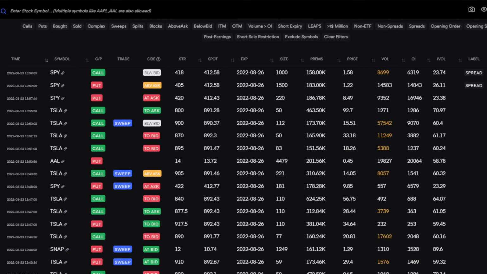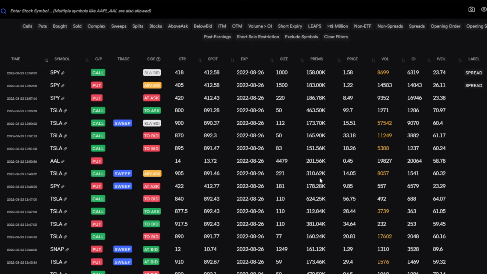So as you can see here, a lot of Tesla calls coming in, 800 strikes. This is in the money, not something that I'm interested in, but this $900 strike, something I'm interested in, $173,000 worth of premium expiring this Friday. 895 strikes here, $150,000 worth of premium expiring this Friday. A 905 call expiring this Friday, $310,000 worth of premium. Guys, these are not people who are uncertain.